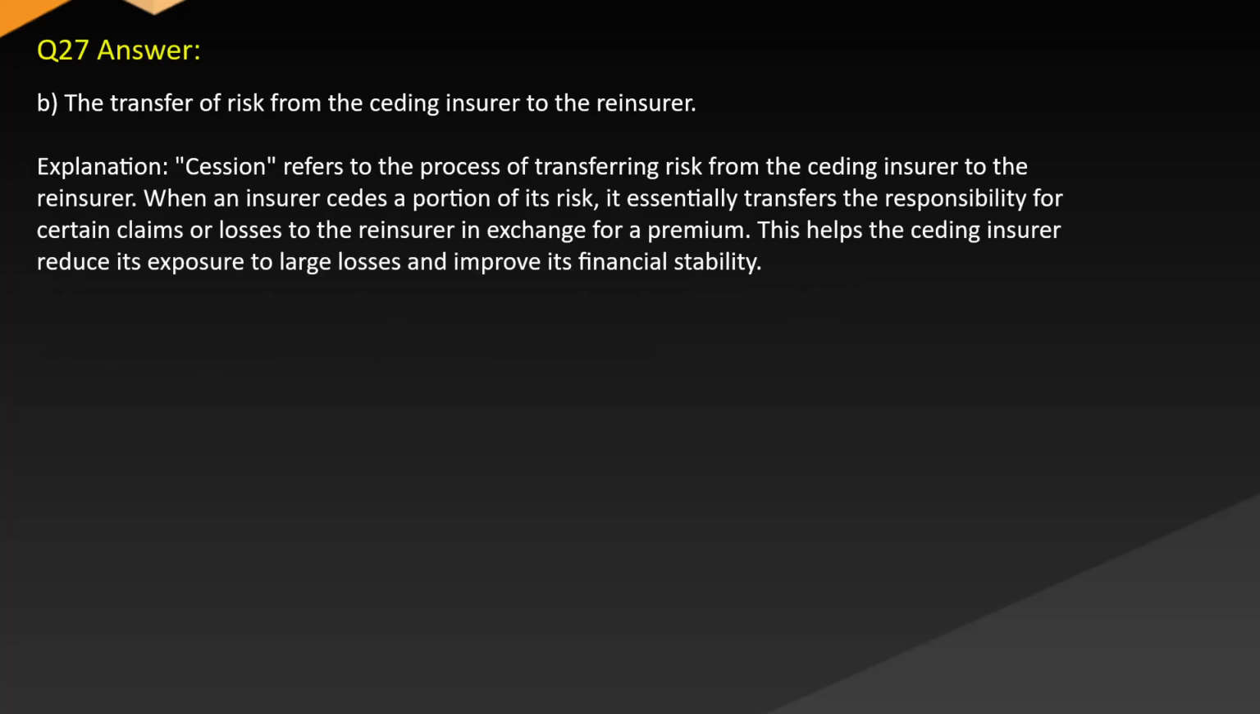Answer: B. The transfer of risk from the ceding insurer to the reinsurer. Explanation: the cession refers to the process of transferring risk from the ceding insurer to the reinsurer. When an insurer cedes a portion of its risk, it essentially transfers the responsibility for certain claims or losses to the reinsurer in exchange for a premium. This helps the ceding insurer reduce its exposure to large losses and improve its financial stability.